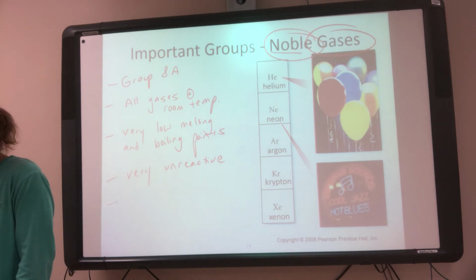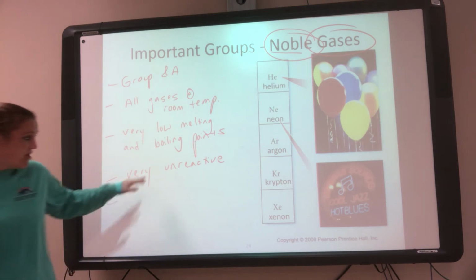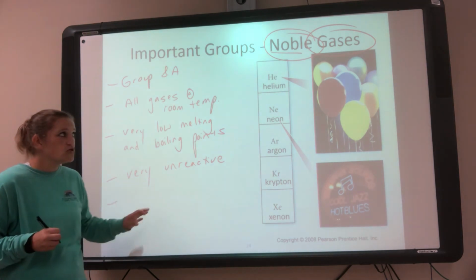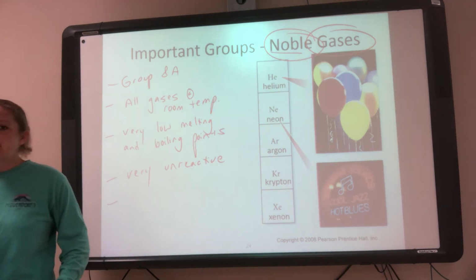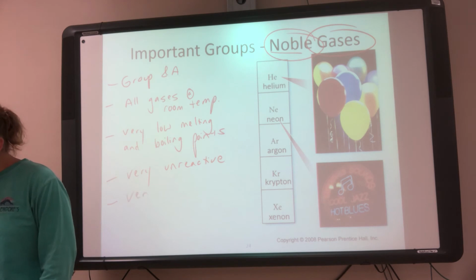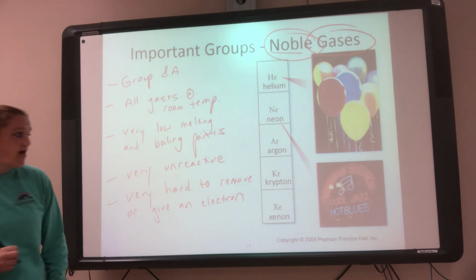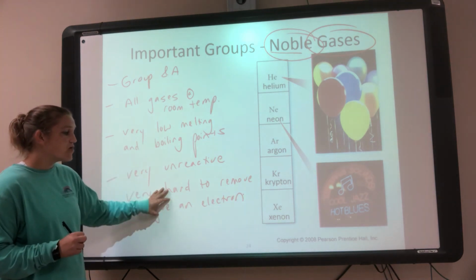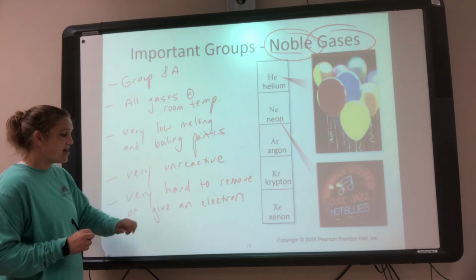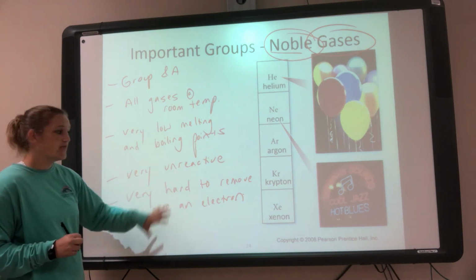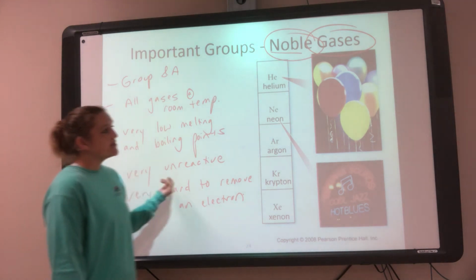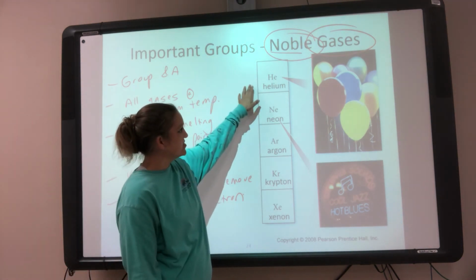They also don't want you to mess with them. They don't want to mess with other elements, but they also don't want you to mess with them in the sense of removing or gaining electrons. So it is very hard to remove or give an electron. Okay? So these guys, they don't want you to react with anybody else, and they don't want to make either a cation or an anion. They don't want to be messed with at all. Just leave them alone.